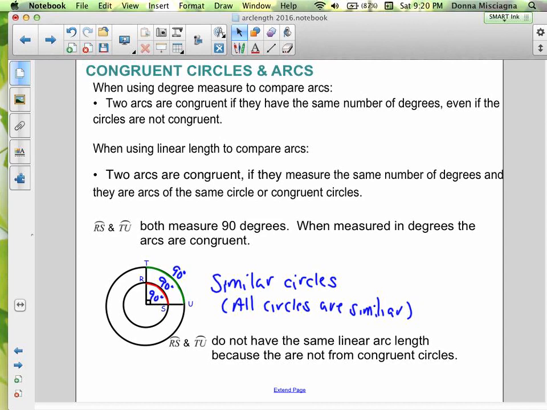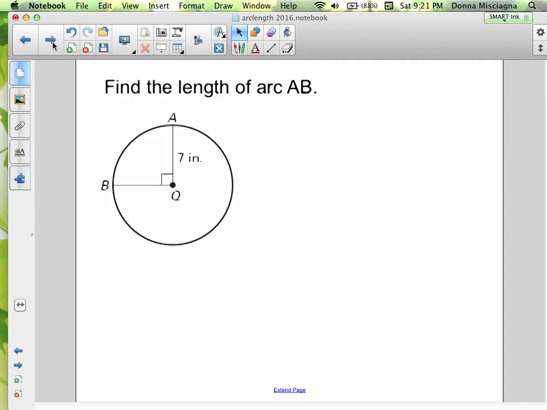So all circles are similar, right? So the arcs are going to be congruent if they have the same number of degrees. So the central angle, the red arc, arc RS, and the green arc, arc TU, are all congruent because they all measure 90 degrees. However, the length of arc RS and length of TU are not the same because the circles aren't congruent. So if your circles aren't congruent, your arc length isn't the same, although your measured degrees will stay the same. Let's find the length of arc AB.